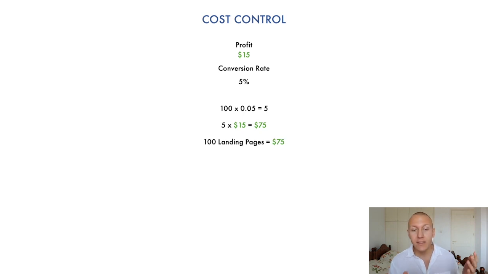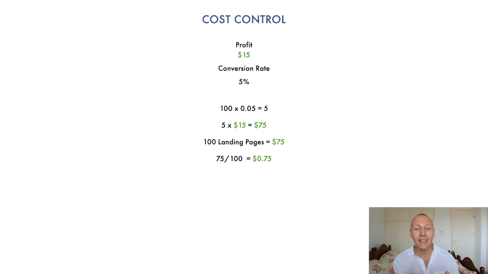Make sense? So this is some great data, and we're calculating this just from understanding our profit and understanding our conversion rate. So 100 landing page views has the value of $75 for us. So next up, we can actually take those $75 and divide it by 100. So we're taking the value of all of those landing pages and dividing it by the amount of landing page views we're getting. And that means that each landing page view is worth $0.75 for us. Are you following with me so far?